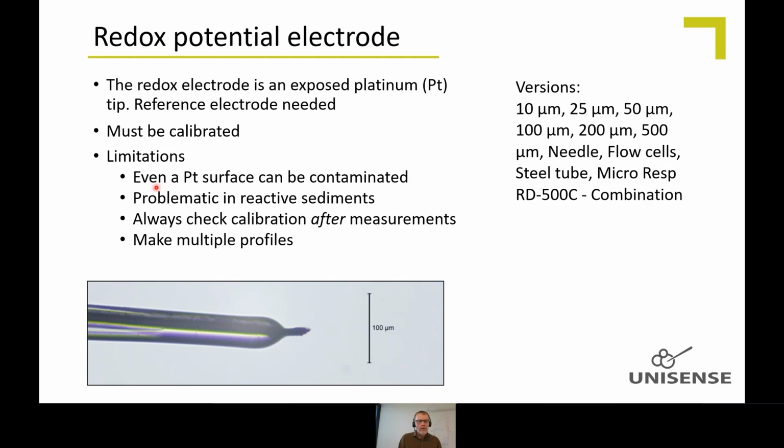There are some things to think about when using this. Even though it's a platinum surface, it can be contaminated, for example, by proteins or by hydrogen sulfide or whatever. So it should be cleaned now and then. There are procedures for that. So if you're in very reactive sediments, with high sulfide concentrations, you should think of cleaning it regularly. And you should always check your calibration now and then to see that it's still measuring correctly, and make several profiles so you know what you are getting.